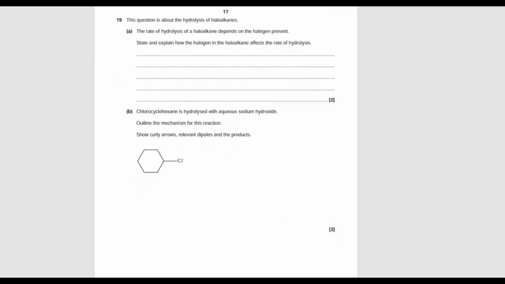Chlorocyclohexane is hydrolyzed with aqueous sodium hydroxide. Outline the mechanism for this reaction. Show curly arrows, relevant dipoles, and the products. Why don't you press pause, have a go with some paper and a pencil. Make your revision active. Okay, I'm going to go through it.